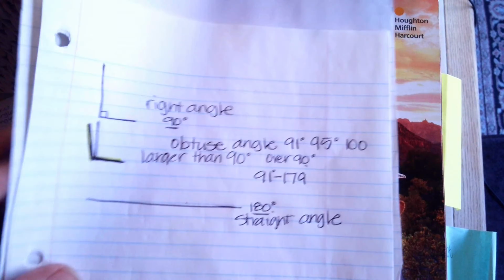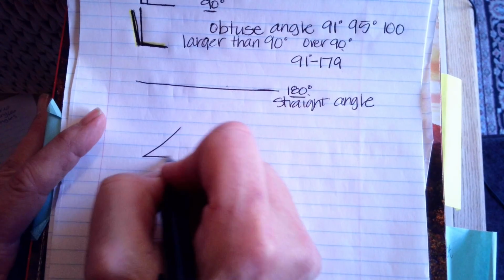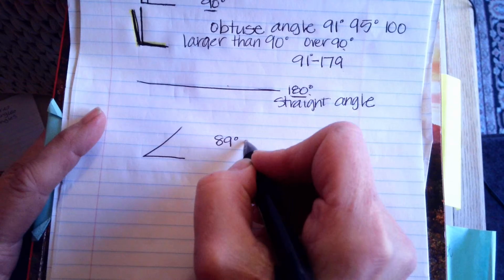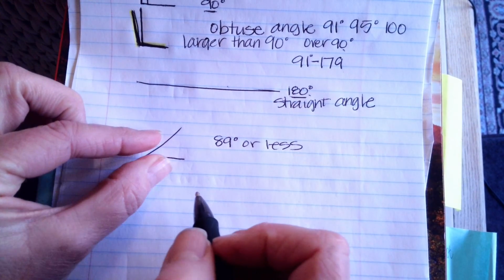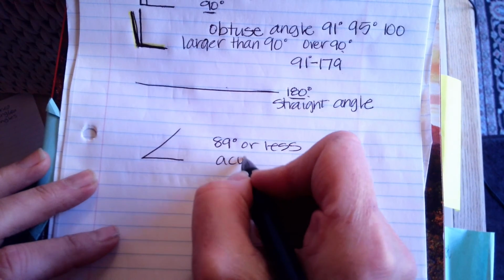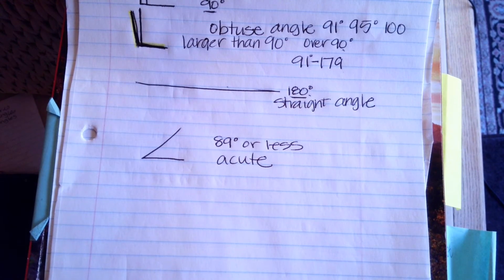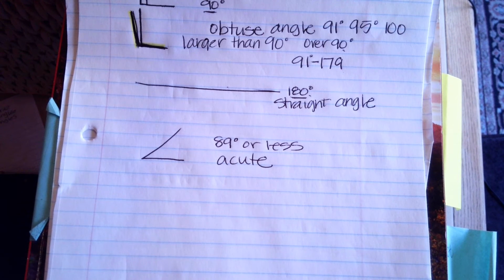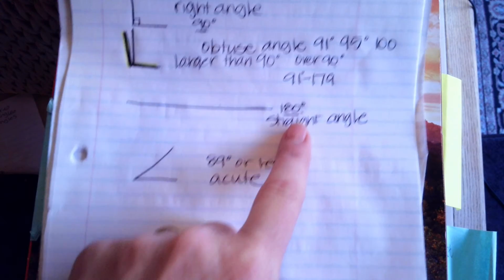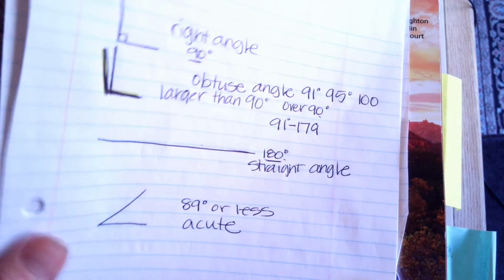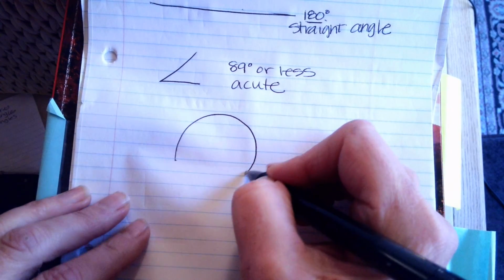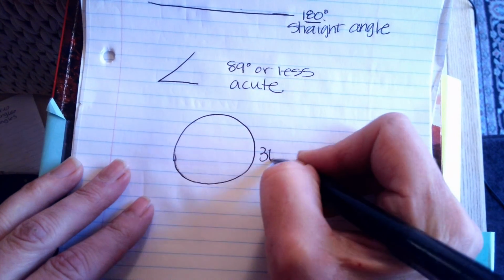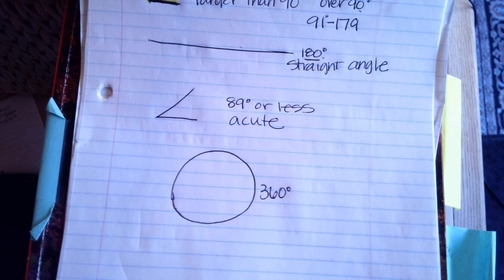And anything smaller than a right angle, so anything 89 degrees or less, is a little teeny cute angle, and it's called acute. So this would be the straight angle? That's it. Yep. 180 degrees is a straight line. And then here's the cool thing. This is 360 degrees, and this is our circle.